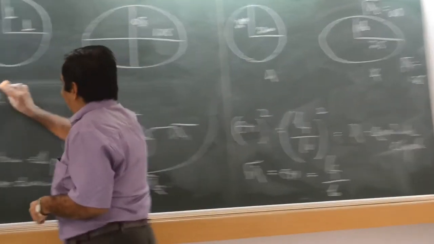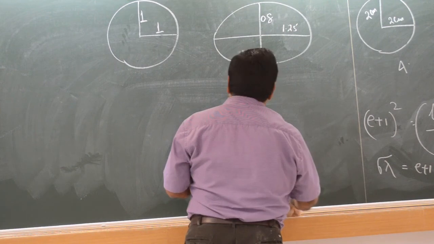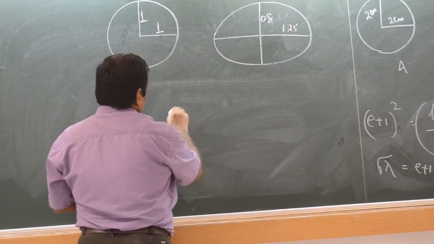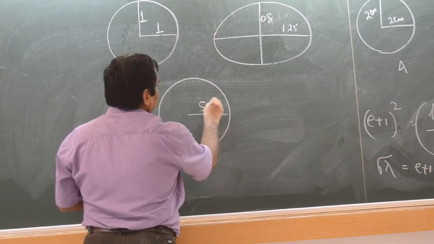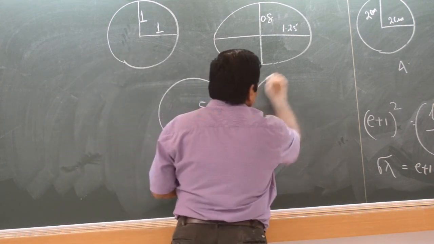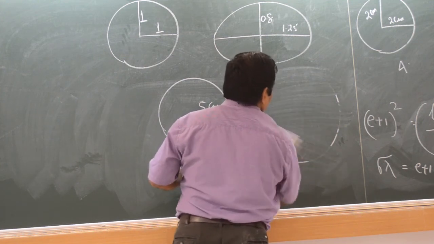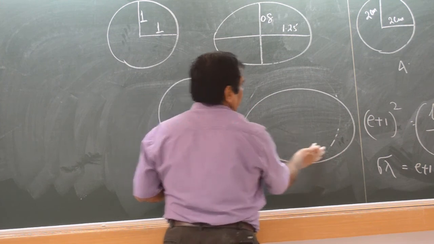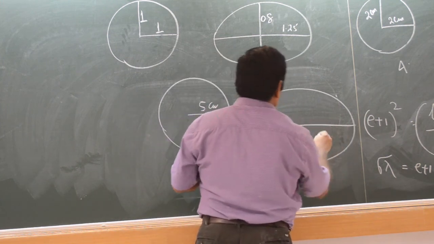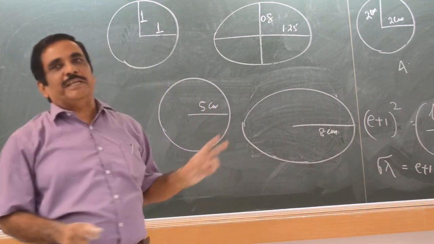I should make it a little clearer further. Let us see. Similarly, suppose a 5 centimeter radius circle becomes an ellipse, and this becomes 8 centimeter. 5 centimeter becomes 8 centimeter.